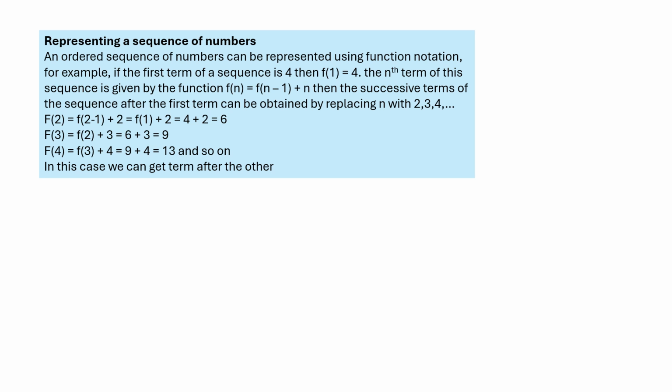Because you have the first term, whose order is 1, so f of 1 equals 4, so you can get the second term. By plugging in each time into the function, you have the previous term.